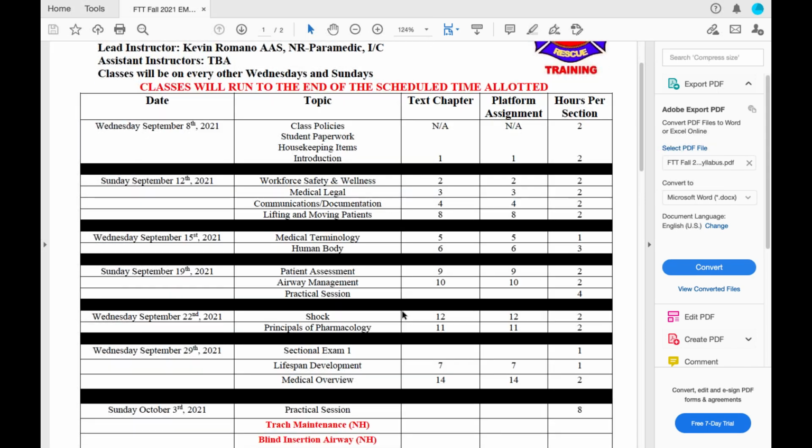All right, so Wednesday the 15th, we're going to be covering medical terminology and the human body. Whatever we do not cover this day, we will touch on the 19th. The 19th will be a practical day for practical assessments, which means there will be no in-class lecture that day. They'll be held at the Tamworth location. If anything changes with that location, I will let you know.